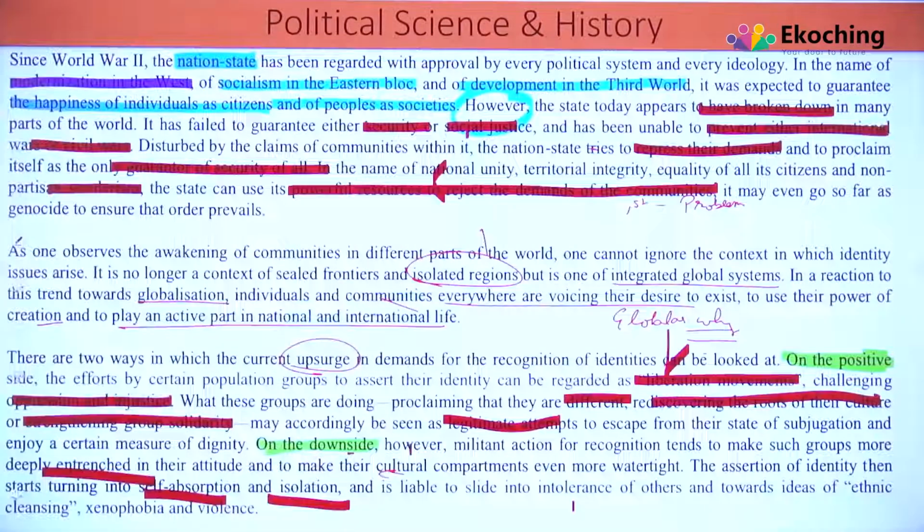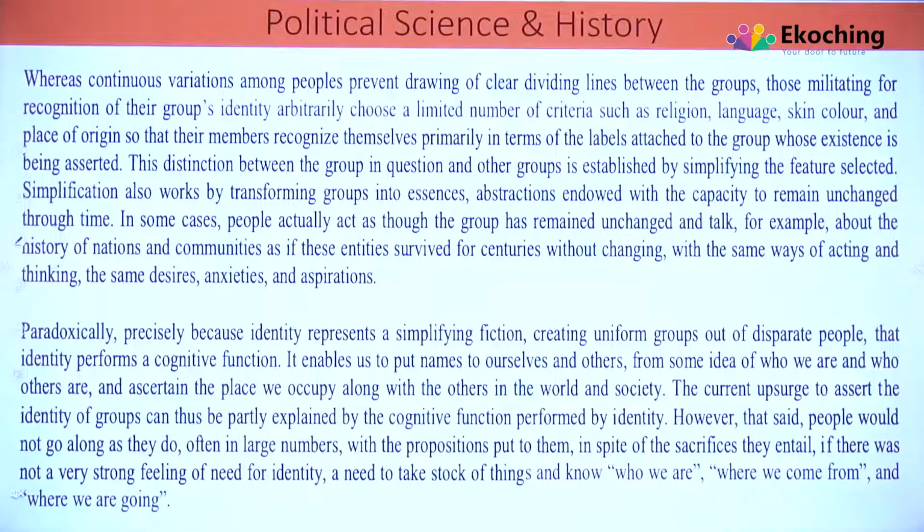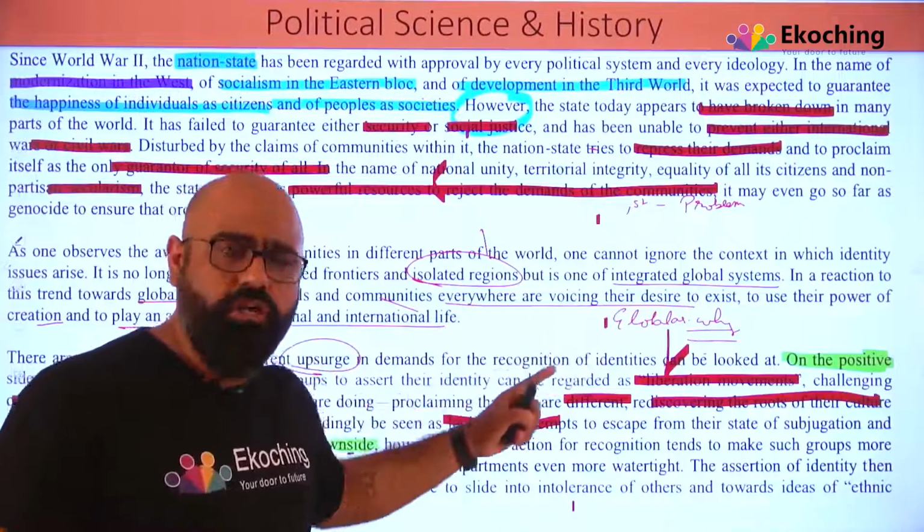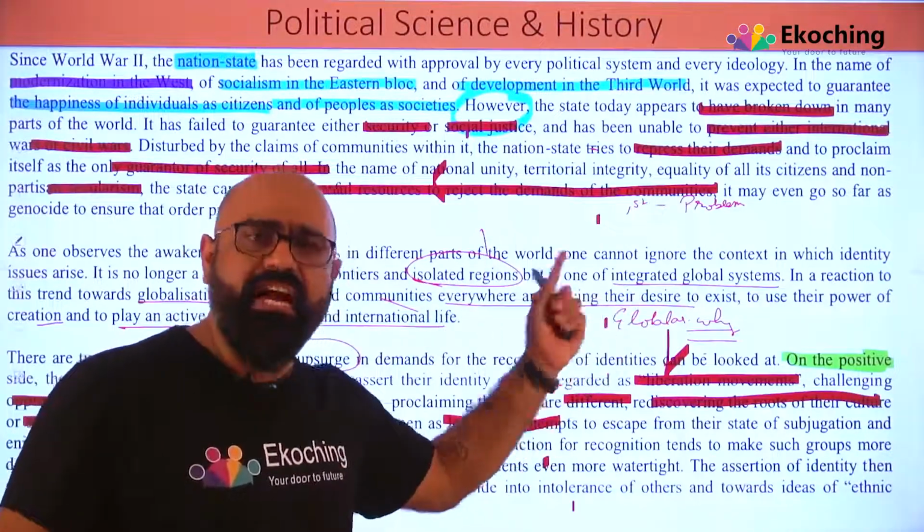So this is what the first slide was talking about. Next, whereas continuous variation among people. So I'll just quickly summarize. We talked about problem, globalization, upsurge, positive side, negative sides.